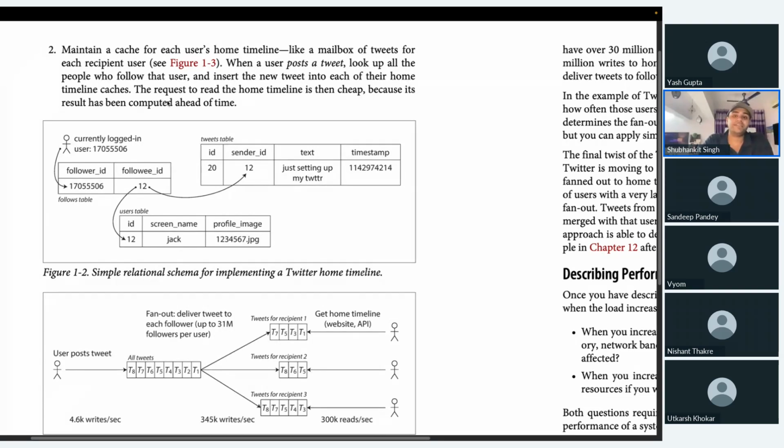Okay, so let's say I was the user. I had a home timeline. I have maintained a local cache, or let's say a cache at a server level as well, for every user. And then whenever a user posts a tweet, look up all the people who follow that user and insert the new tweet into each of their home timeline caches. So let's say now you post a tweet, right? As soon as you posted that tweet, it is updated into my cache, my local cache. And then I'm able to see it because I'm anyways fetching from the cache, correct?